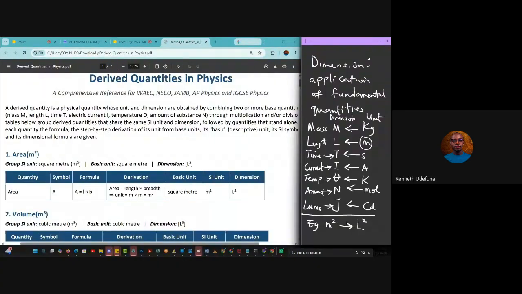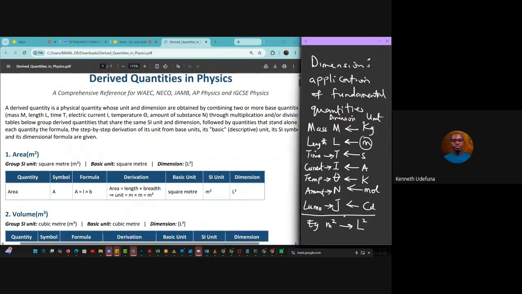Dimension. So from the quantity, if they mention a quantity, assuming you come to the exam and you are asked to write the dimension of something, let's say the dimension of speed. What are you going to do? First of all, the first step is you write the quantity. The quantity is speed.